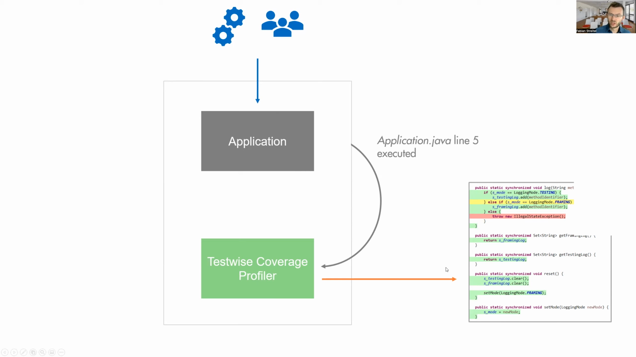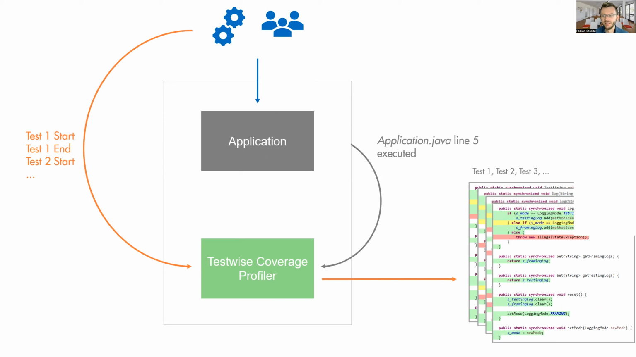Now, this alone is not test-wise coverage profiling. This is normal profiling that you maybe already know from your CI pipeline, where you maybe have it for your unit tests. What we still need in addition is to know when do test cases start and end, because then we can cut up this big trace file into smaller chunks, one for each test case.